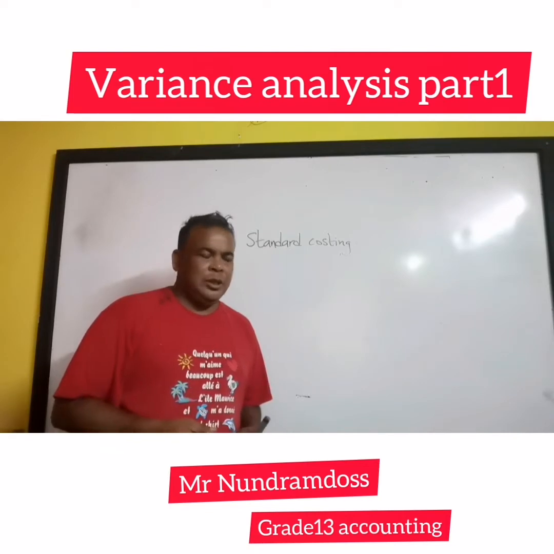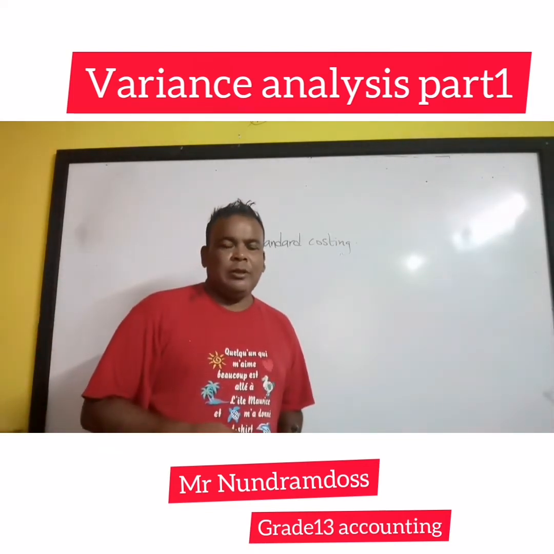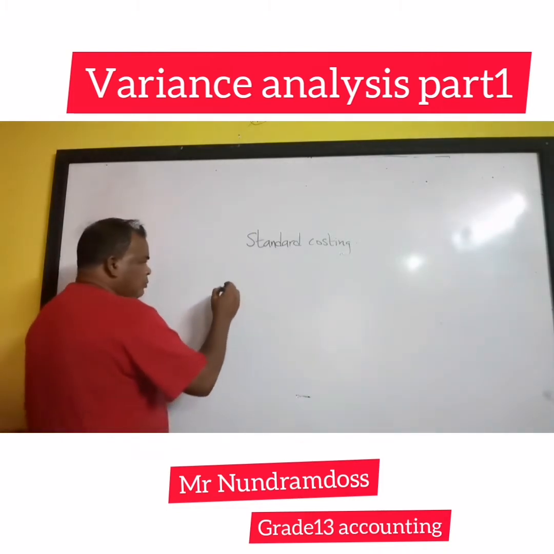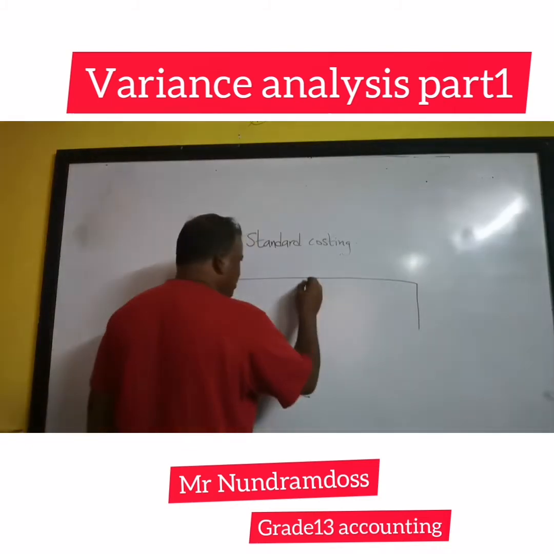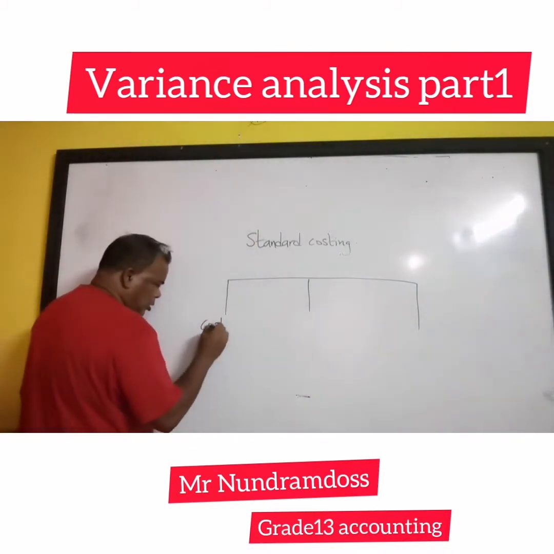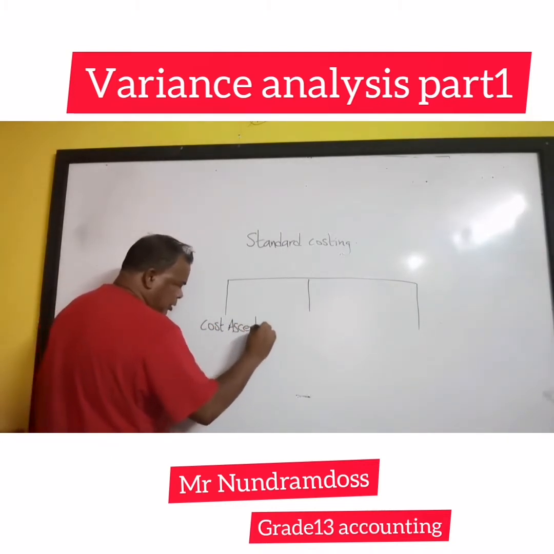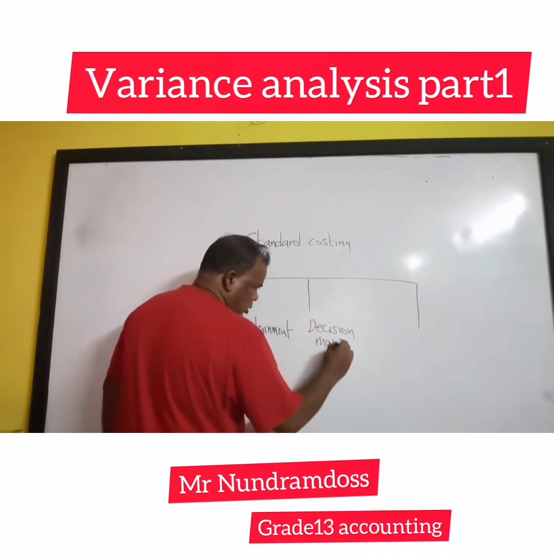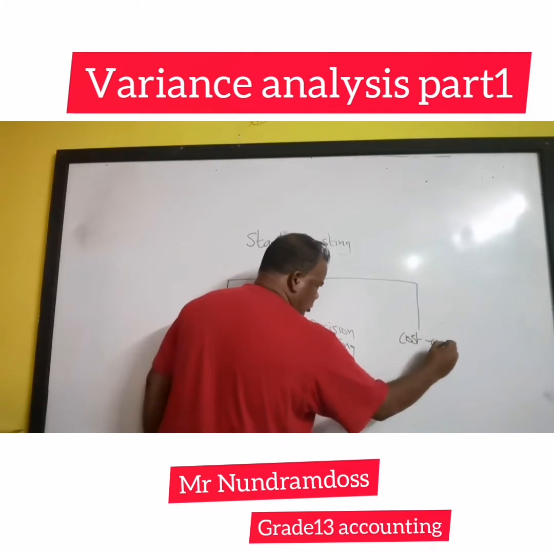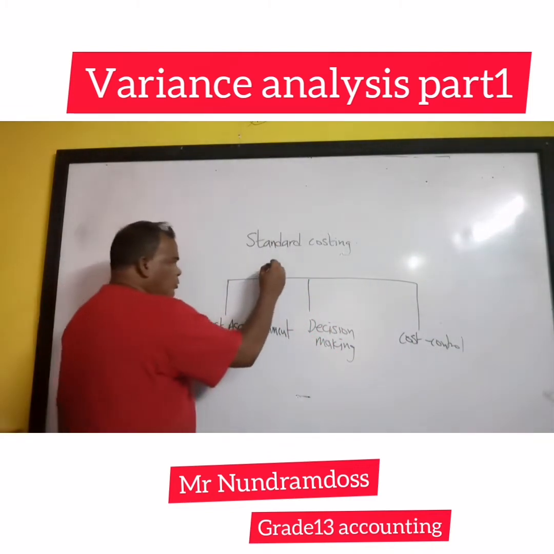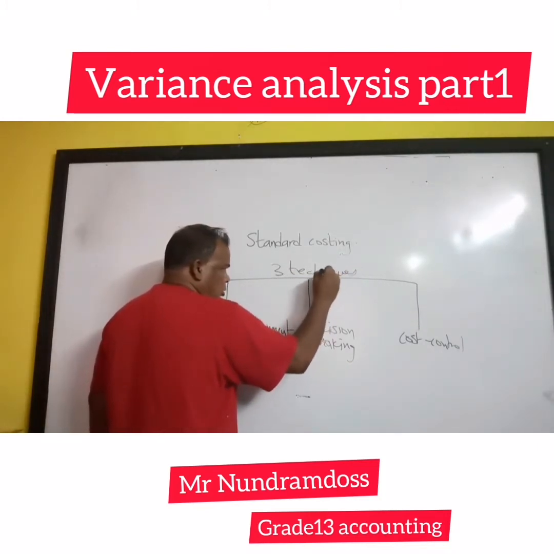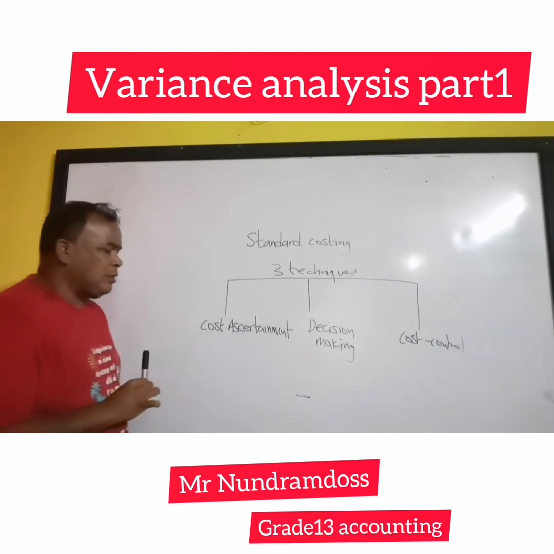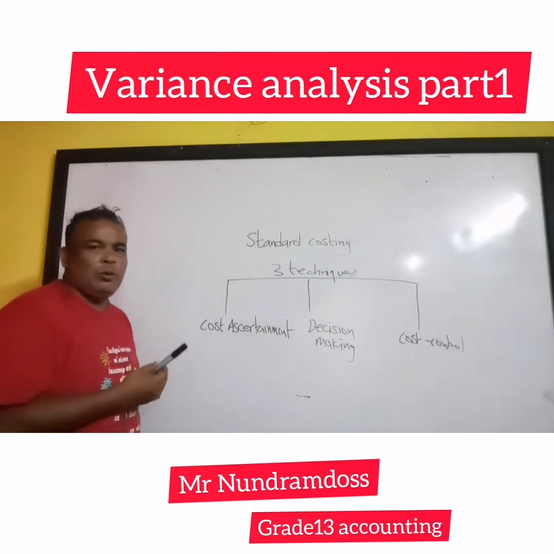Costing. What is costing? Costing means the cost of a project. The cost of a project consists of material, labor, and overheads. Now, there are three methods of costing, three techniques of costing. We have cost ascertainment, decision making, and cost control. When we are talking about costing, we mean these three components: cost ascertainment, decision making, and cost control. So this is the world of costing.